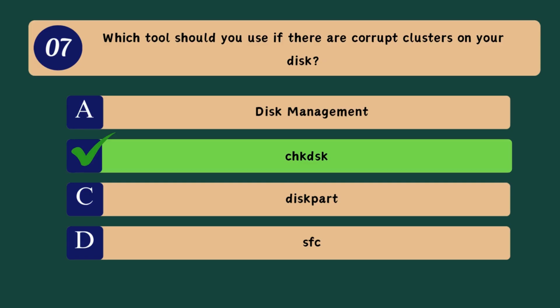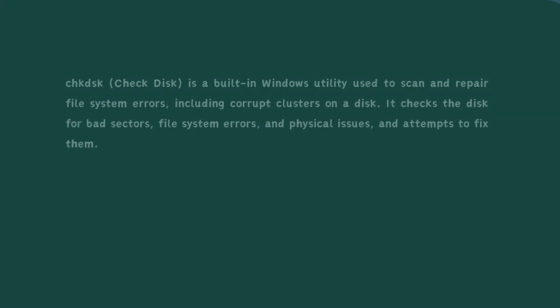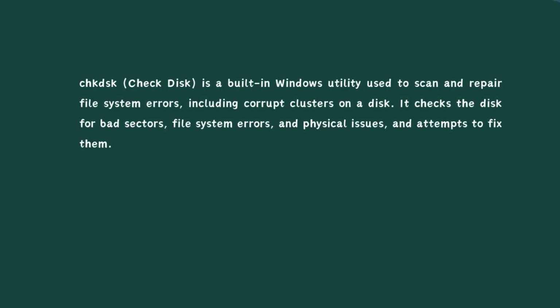Correct answer: B. CHKDSK. CHKDSK, check disk, is a built-in Windows utility used to scan and repair file system errors, including corrupt clusters on a disk. It checks the disk for bad sectors, file system errors, and physical issues, and attempts to fix them.